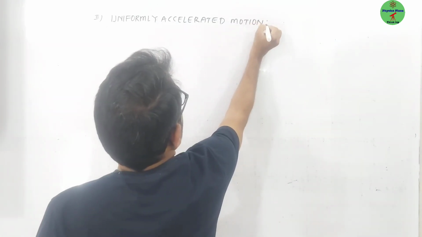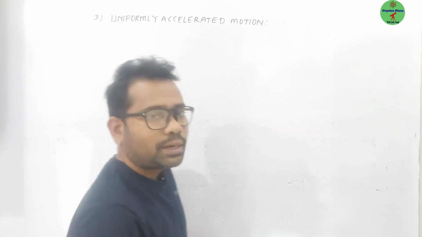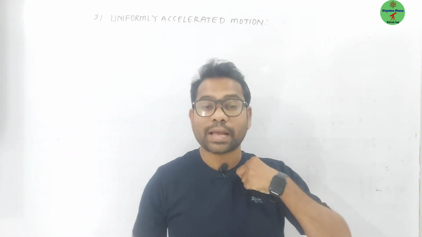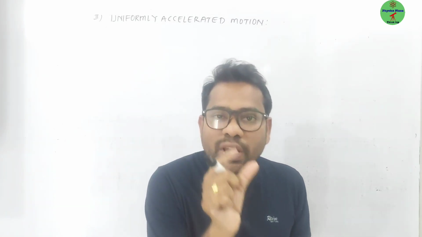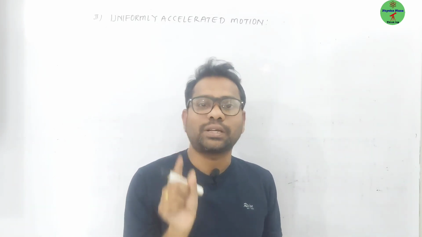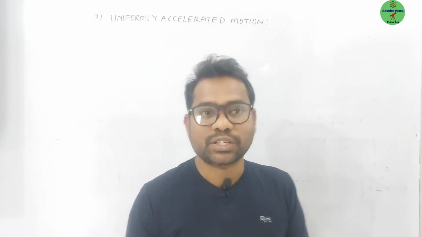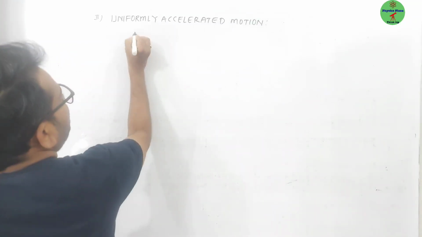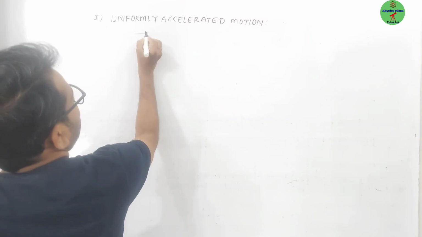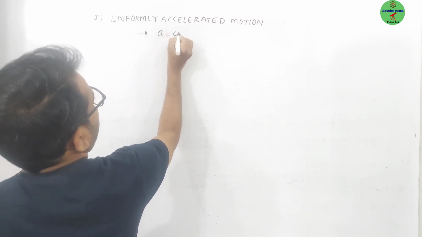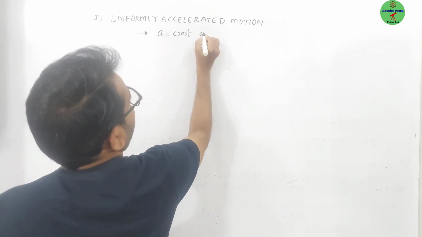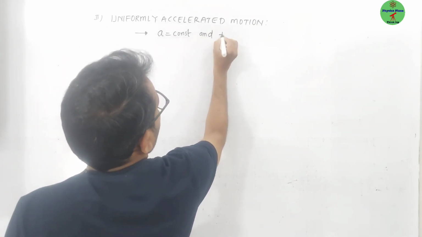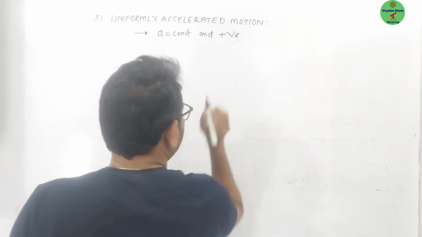Children, it's very simple. Uniformly accelerated motion means acceleration is uniform. When is the acceleration uniform, children? The change in velocity must be constant. That is nothing but the acceleration. So here is one important point to be noted: acceleration is a constant and it is positive.